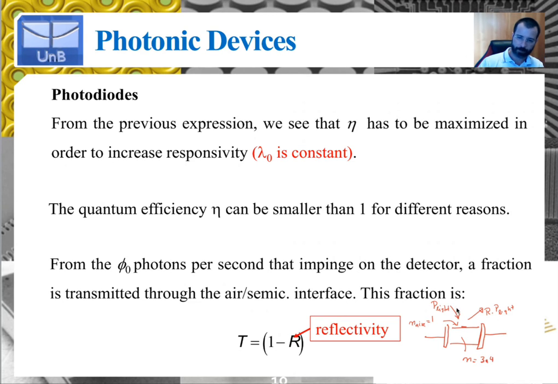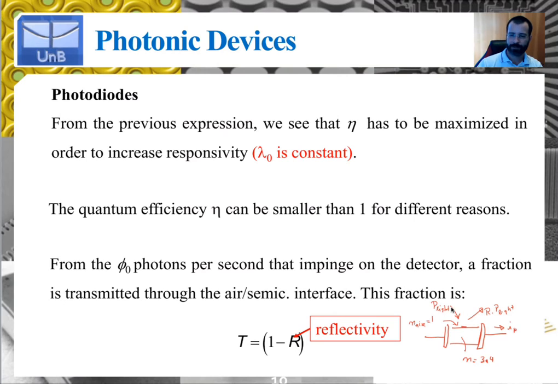Which would mean that part of the light beam would be reflected and not go inside the device, and therefore that fraction of the optical power would not be able to be used to generate electron hole pairs and eventually be transformed into a photocurrent. So from the phi naught photons per second that impinge on the detector, a fraction is transmitted through the air semiconductor interface, and another fraction is reflected.